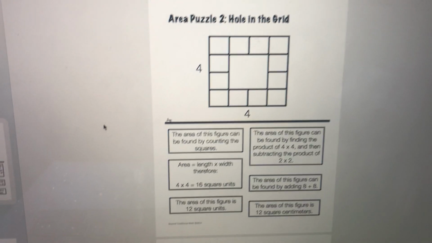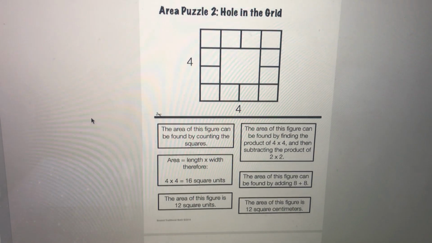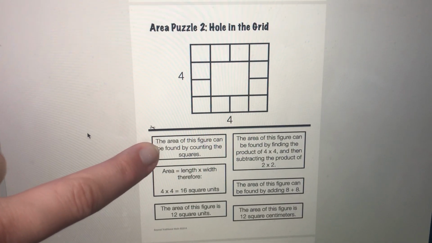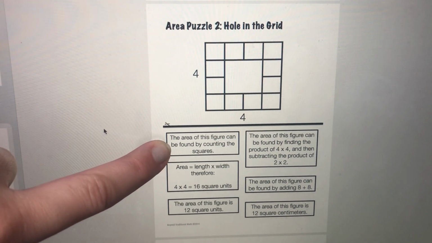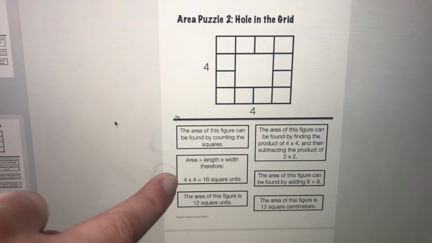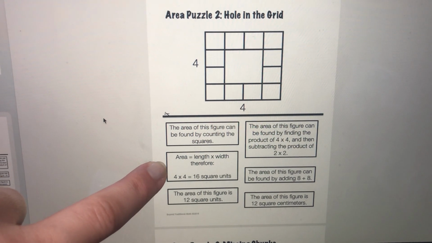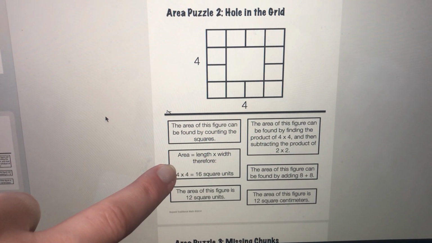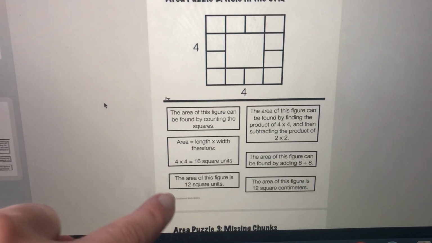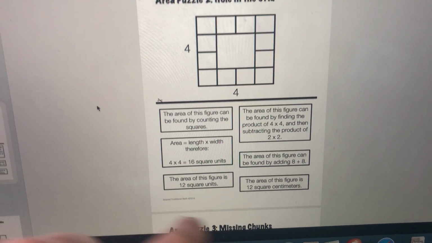So I'm going to read the sentences again, and you're going to see if you can figure out which ones are true and which ones are false. The area of this figure can be found by counting the squares. Area equals length times width, therefore 4 times 4 equals 16 square units. That's the area. The area of this figure is 12 square units. Which of these is true and which of these is false?